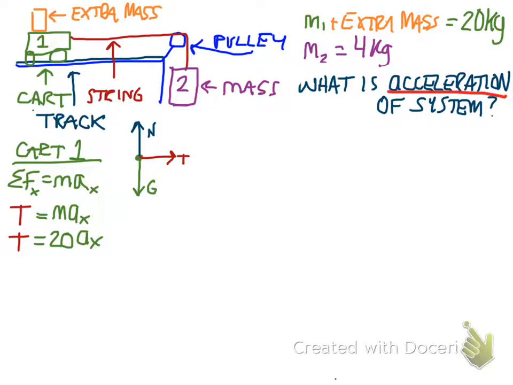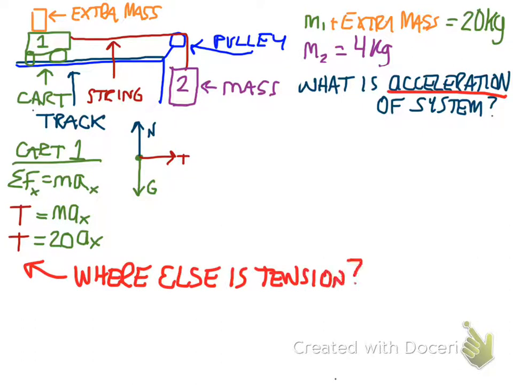And this would be great. We'd be able to solve this. The problem is we don't know what tension is. So we have to try to find tension somewhere else. We can either look in another dimension. But in this case, tension is all in the x, so we can't even use the y. But that tension is attached to the second mass. So where else is that tension? Yeah, it's on mass 2.